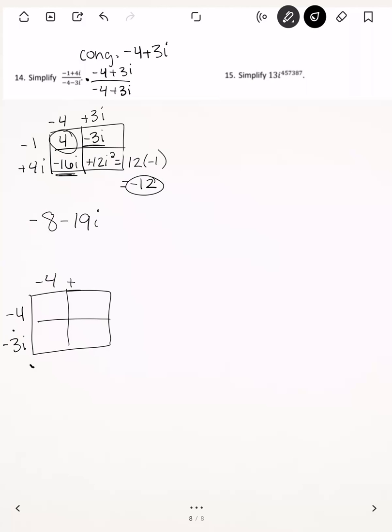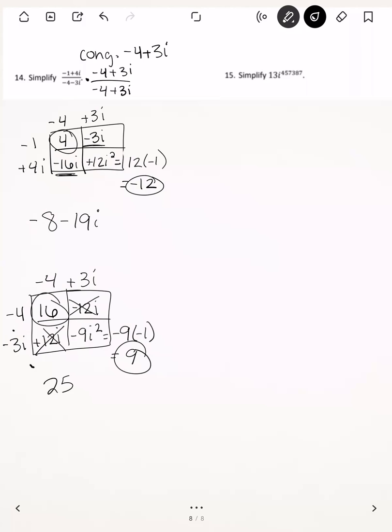So here you go. Make sure I didn't write it down wrong. Nope, we're good. Negative 4 times negative 4 is a positive 16. Negative 4 times 3i is a negative 12i. Negative 3i times a negative 4 is a positive 12i, which is good because we want those to cancel out. Negative 3i times a positive 3i is a negative 9i squared, which gives me a negative 9 times negative 1, which equals a positive 9. So 16 and 9, when I add those, gives me 25. And then my i's cancel out, which is what I wanted.